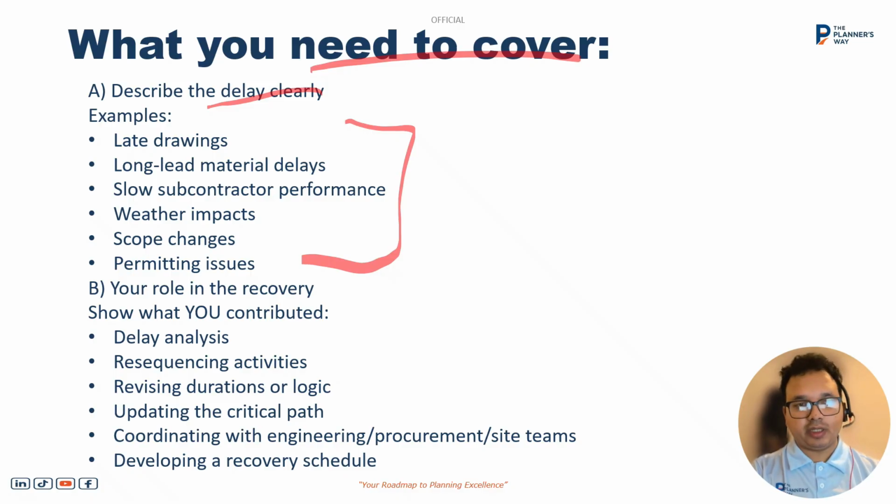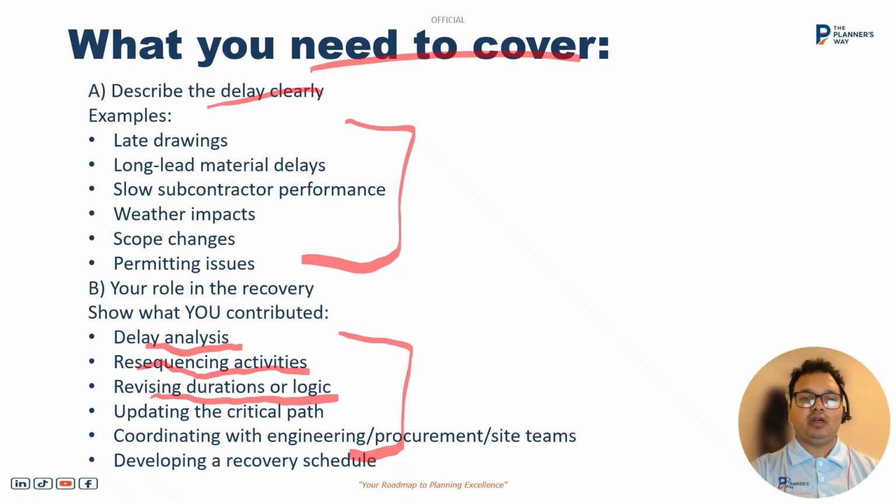In the next section, you need to define your role, how you are going to recover the program back on track, and how you can contribute. One can be the delay analysis. First we need to analyze the delay. Another can be resequencing the activities. Another can be revising the duration or logic or updating the critical path. Another can be coordinating with the engineering, procurement and site team. And another one is developing a recovery schedule. So based on your role, you can define the different approach for how you can bring the program back on track.